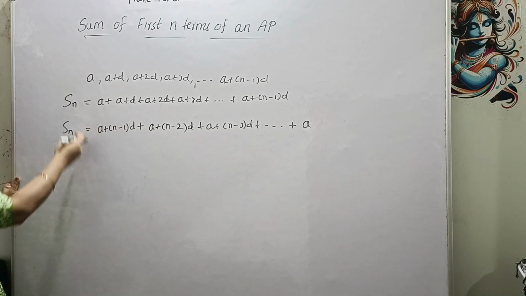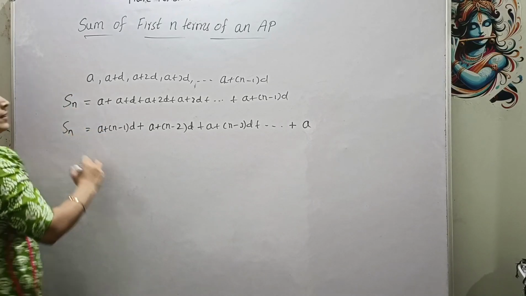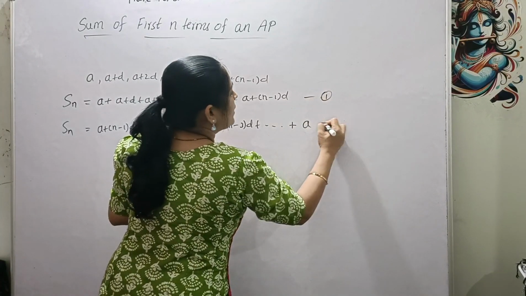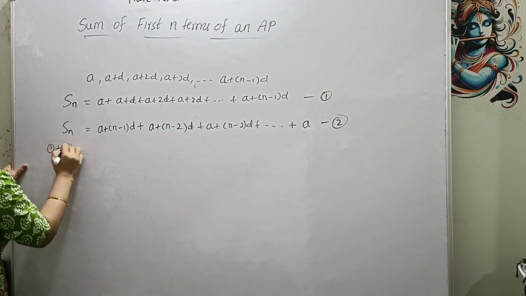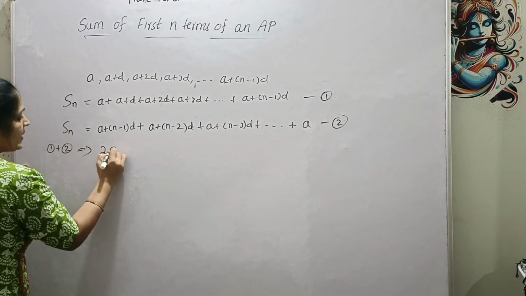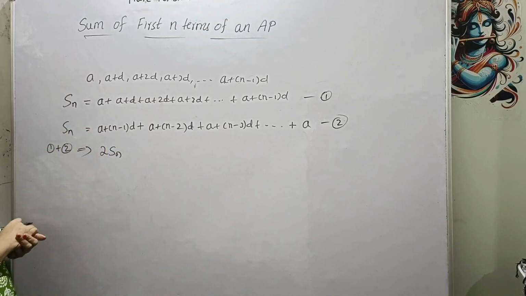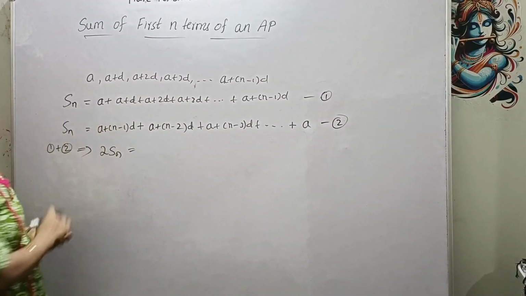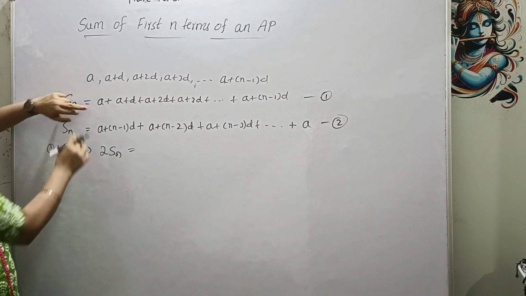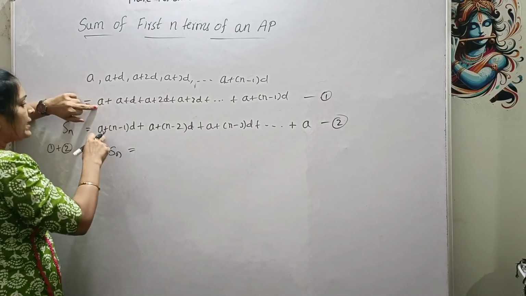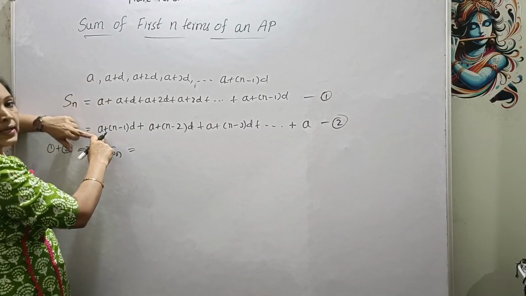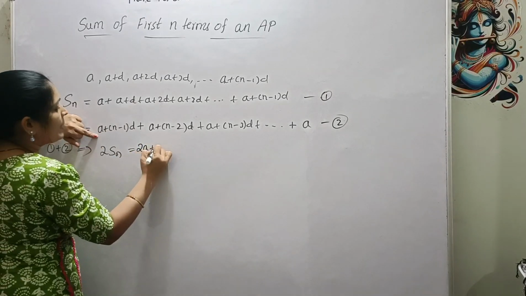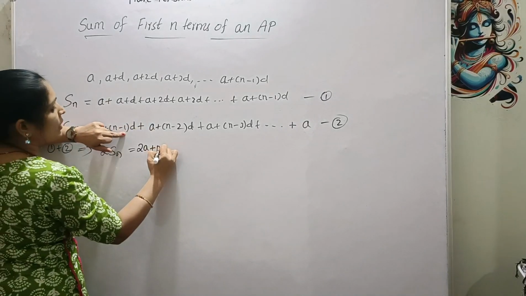After that, let's add these two equations. That is, if it is equation 1 and equation 2, add equation 1 and 2. We get 2Sn, Sn plus Sn, that is 2Sn. That is equal to, see here, the first term: a plus (n minus 1) into d, plus a, that is 2a plus (n minus 1) into d.